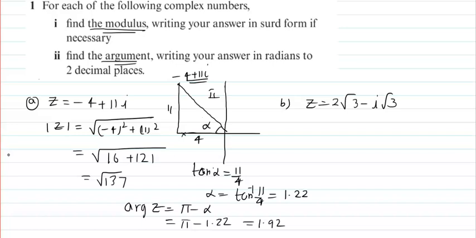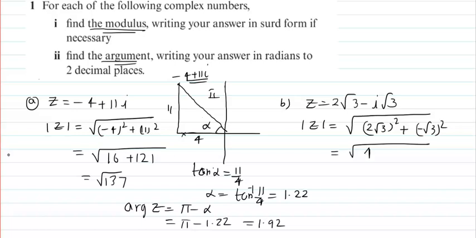Okay. Now the next question is 2 root 3 minus i root 3. So let's find the modulus of z. Modulus of z is square root of 2 root 3 squared, and it should be minus root 3 squared. So 2 root 3 squared is 4 times 3, which becomes 12, and then 3. So 12 plus 3, it will be 15, right?